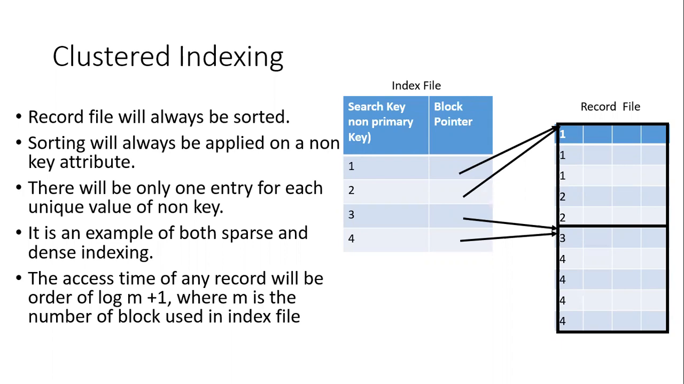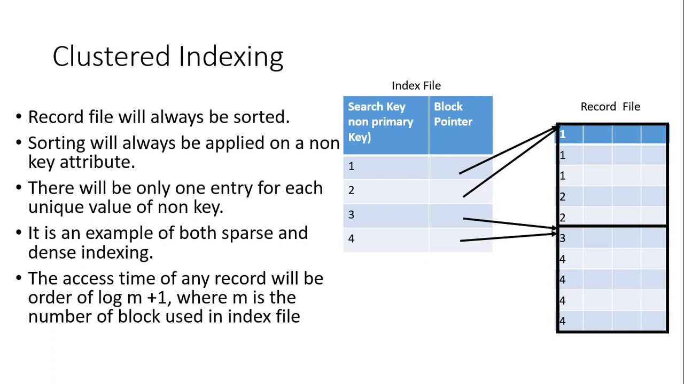The records having the same non-key attribute value will always be placed one after another in a consecutive manner. Due to this, there is a high probability that the records having the same non-key attribute value will be present in the same block.